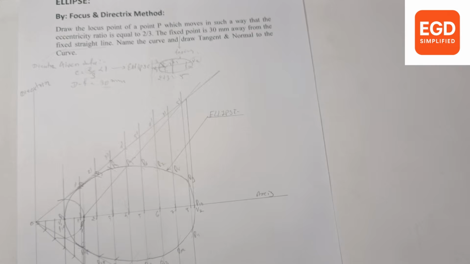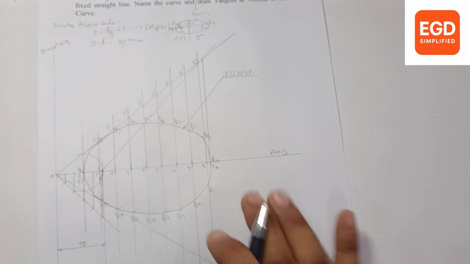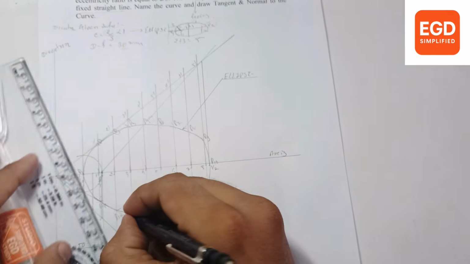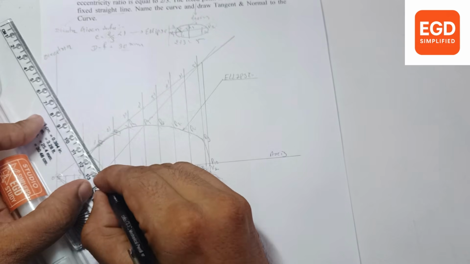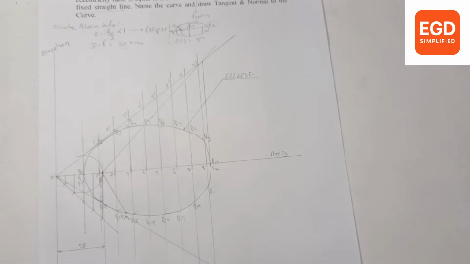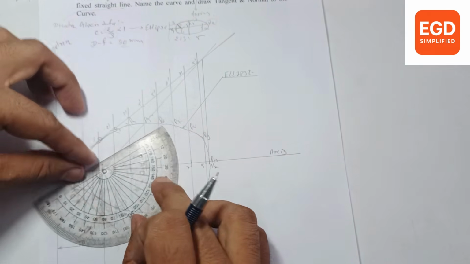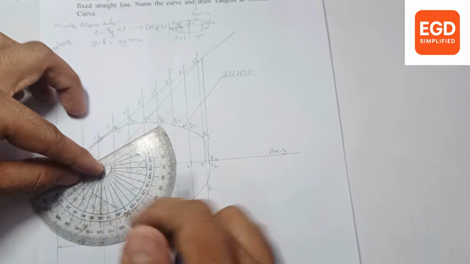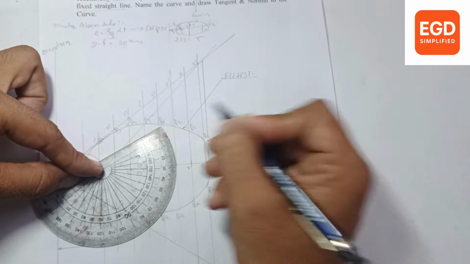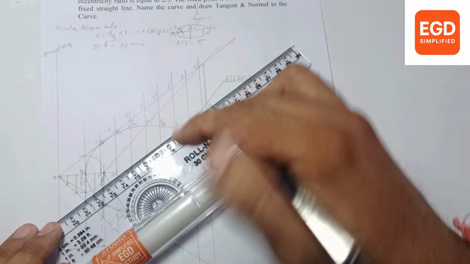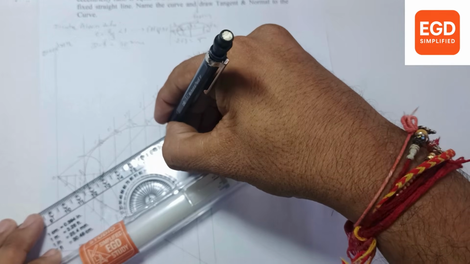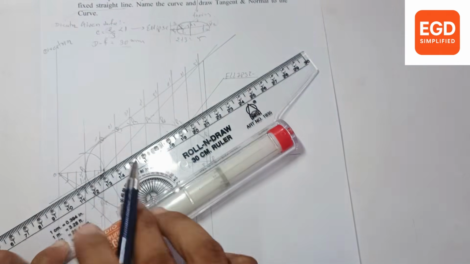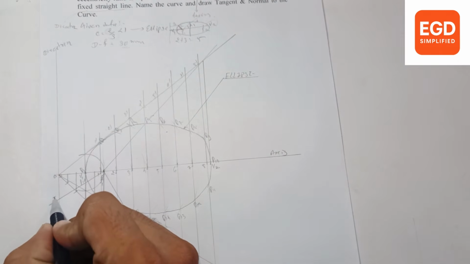Okay, now for the tangent and normal to the curve, take any point M on the curve. Connect this point M with focus F, and draw a perpendicular line, or you can measure 90 degrees from the focus. I am going to measure 90 degrees on this side, and draw a straight line which passes through the focus and intersects the directrix. The intersection point will be T.